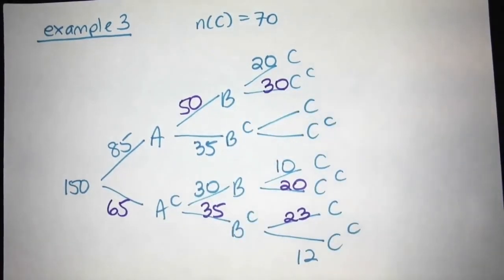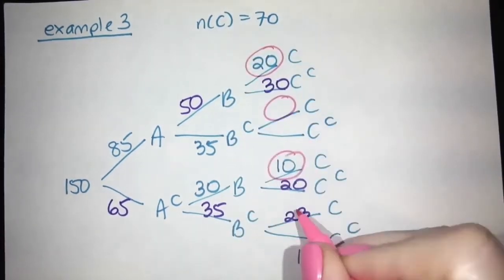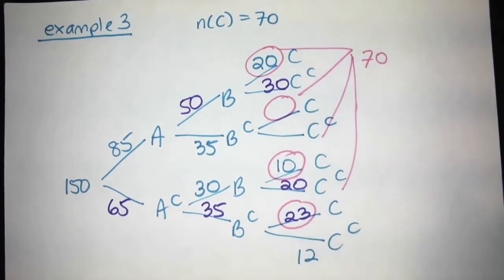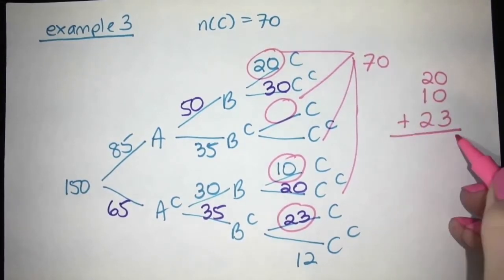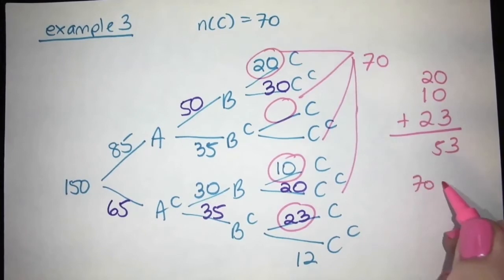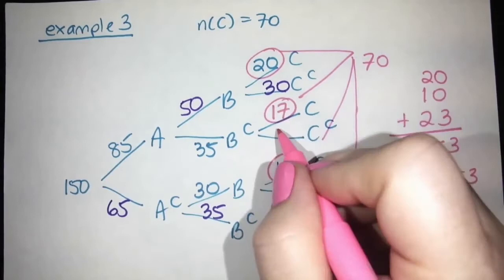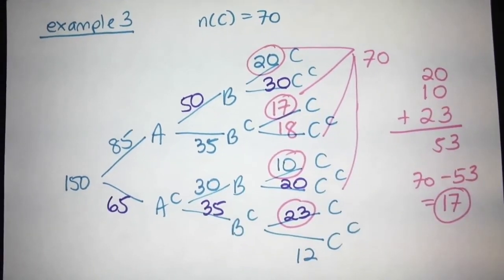And then we can use the fact that the number in C here is 70. So we've got this one, and this one. Those are all in C. And it adds up to 70. So we have 20, 10, and 23. So we have 70 minus 53 would leave 17. And then 35 would be 17 plus 18. So that's what our tree looks like. And I'm going to keep referring to the tree when we answer a whole bunch of questions about it. So I'll be moving it back and forth as we do the questions.